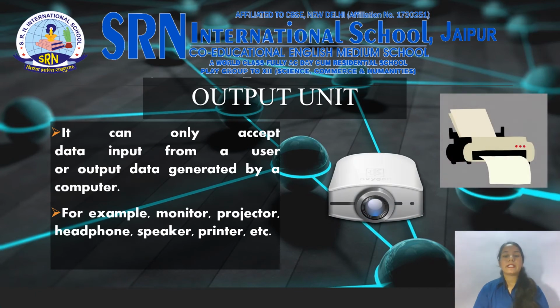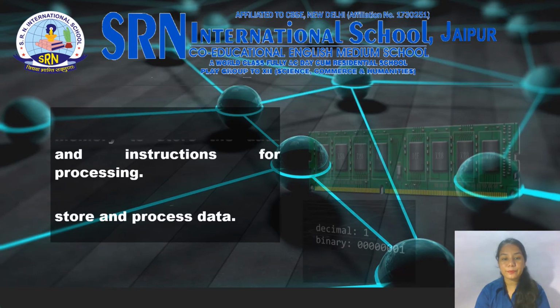Output unit. It can only accept data input from a user or output data generated by a computer. The device that receives data from a computer system for display or physical production is called an output device. For example, monitor, projector, headphones, speaker, printer, etc.